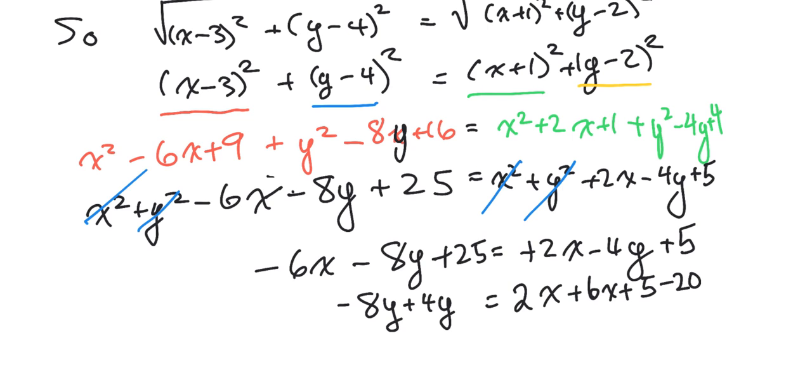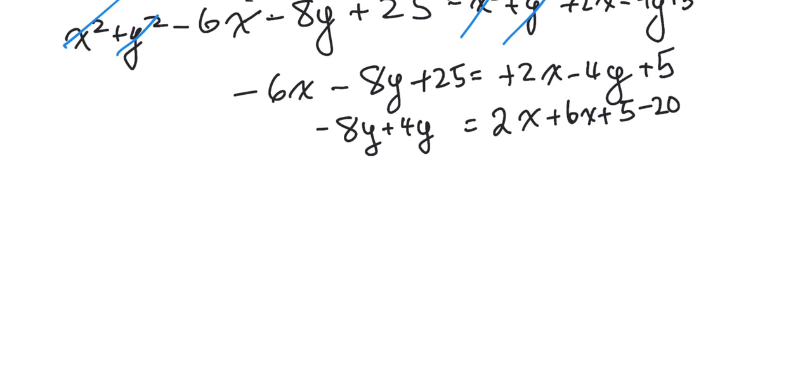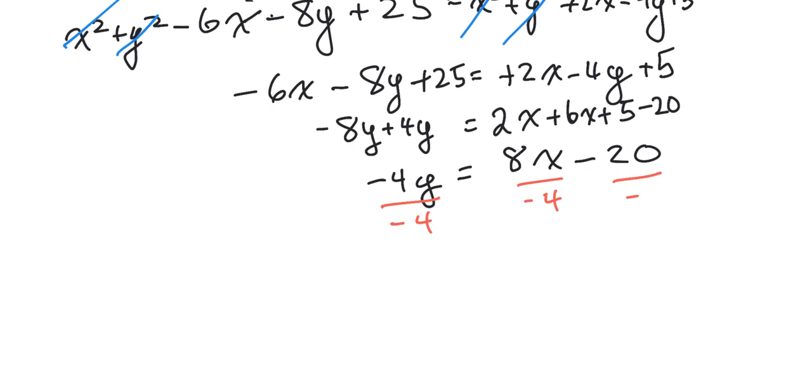And then we simplify by collecting like terms. So minus 8 plus 4 is negative 4y is equal to positive 8x and then minus 20. So now our final stage, divide everything by negative 4. All right, now that we've got negative 4, you solve y is equal to 2x plus 5. And that is your answer to do this problem.